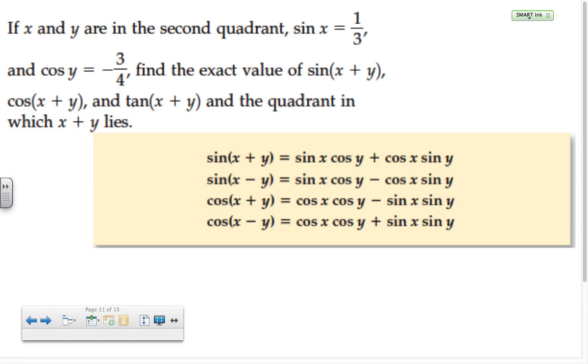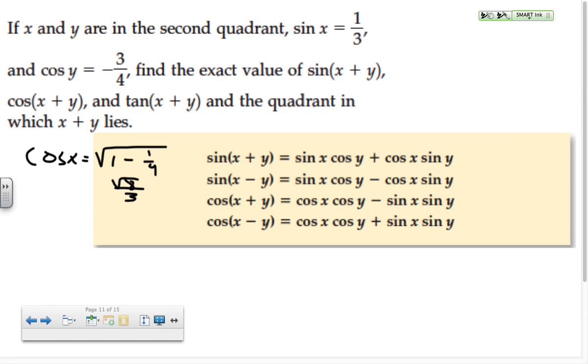All right, so let's go sine of, we know sine of x, we know the cosine of y. We're missing the cosine of x and the sine of y. So let's go ahead and solve for those. So the cosine of x equals the square root of 1 minus 1/3 squared, which is 1/9. So it's going to be the square root of 8 over 3. All right, I'm not going to go through all that work. You should know how to do these by now.